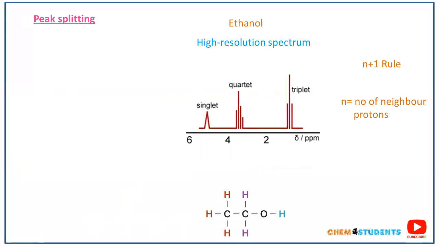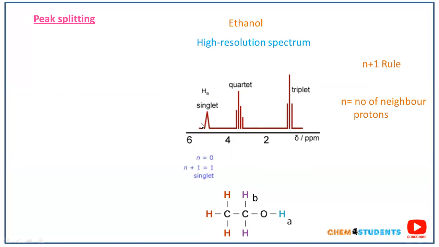So this is the structure of ethanol, which consists of the A type of proton. If you see this A type of proton, it doesn't have any neighboring protons. Why? Because it is directly attached to oxygen. That is the reason the n value will be 0. So n plus 1 equals 1, which gives a singlet. So the A type of proton will give a singlet.